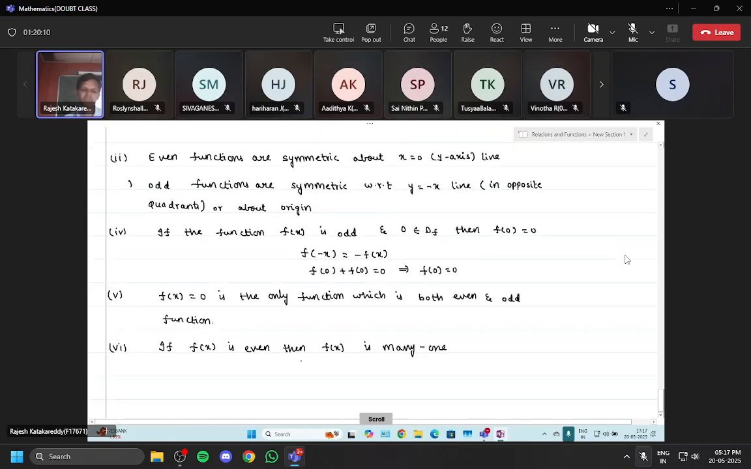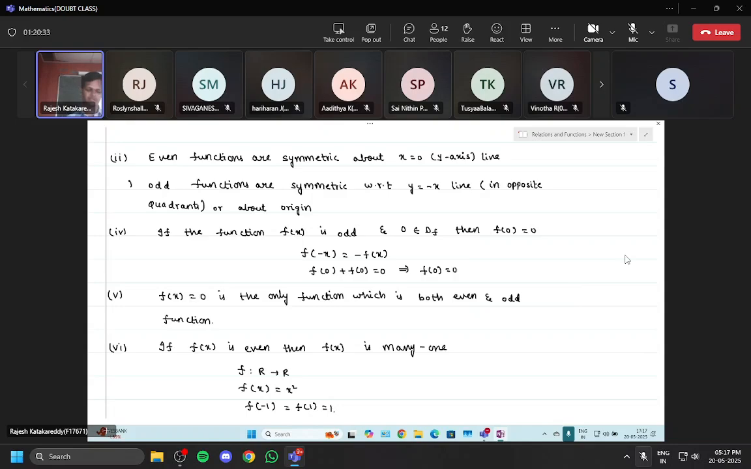For example, you take function f mapping from real to real, f of x is equal to x square. It is an even function, right? Now you can see f of minus 1 is equal to f of 1 is equal to 1, so it is many-one. Clear?